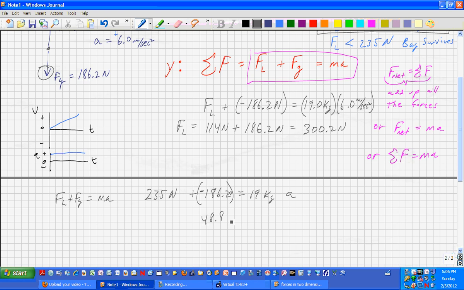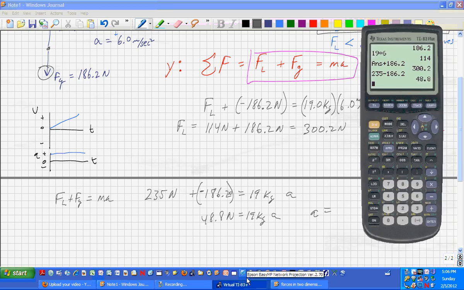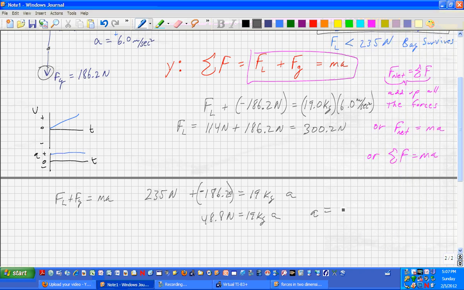So 48.8 newtons is equal to 19 kilograms times acceleration. So acceleration is equal to 48.8 divided by 19, 2.57. So that means that's the maximum acceleration that this thing can withstand, in meters per second squared. So anything greater than that, if I try to accelerate the bag at greater than 2.57 meters per second squared, it will tear.